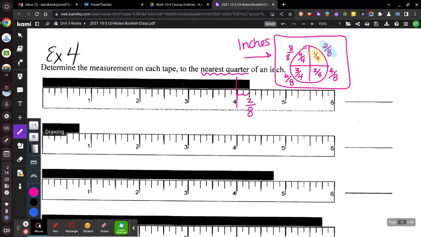1 out of 4. So this is going to be 4 and 1 out of 4, because 2 out of 8 is equal to 1 out of 4. So we always have to reduce our fractions. Okay, fractions must be reduced. Now, if you don't know how to do it, your calculator will, and I'll show you how.